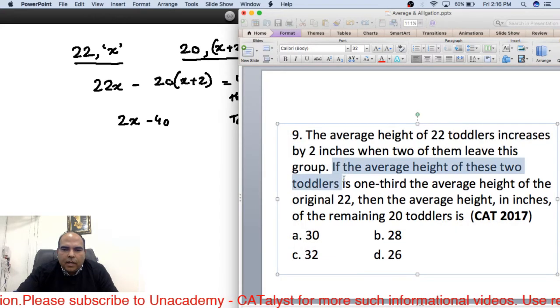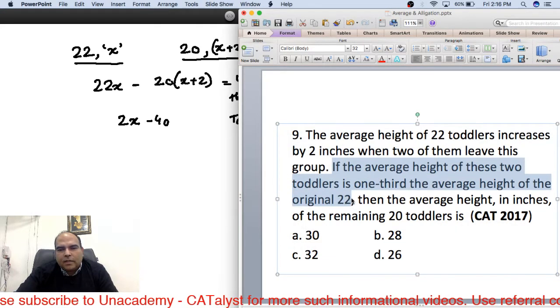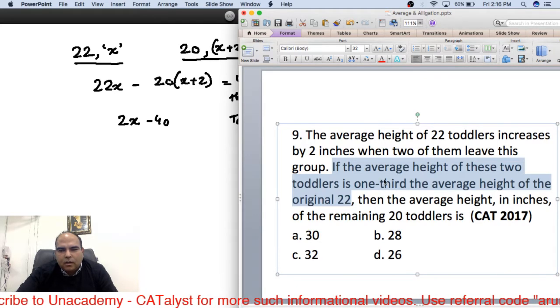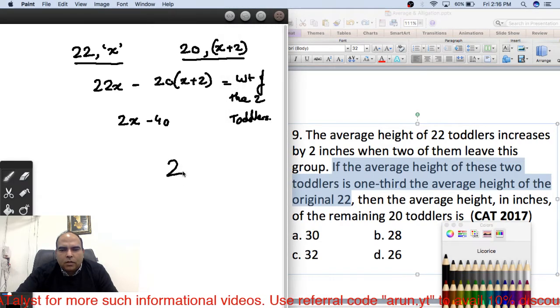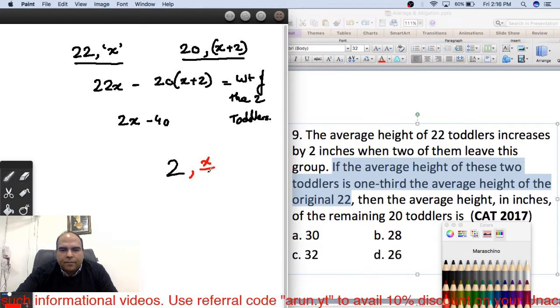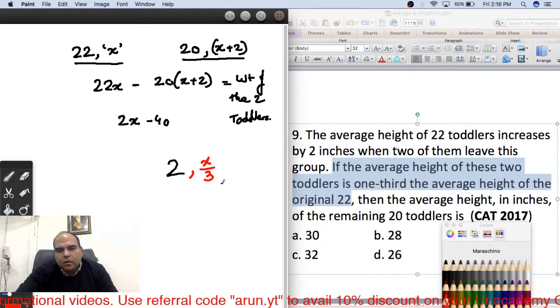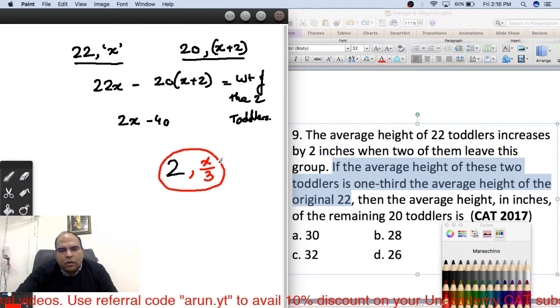Now, ahead in the question, you are given the same thing from a different angle. The average height of these two toddlers is 1/3 the average height of the original 22. That means for these two toddlers, the question is saying that the average height is x by 3. So the sum of the weights of these two toddlers will be 2x by 3.